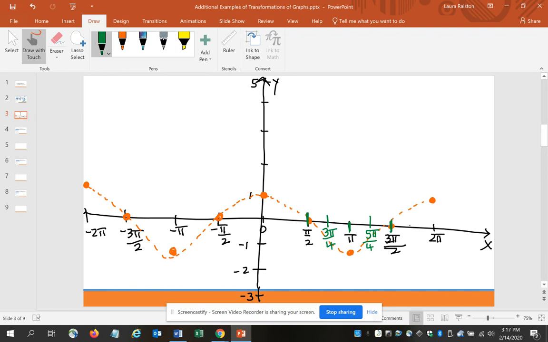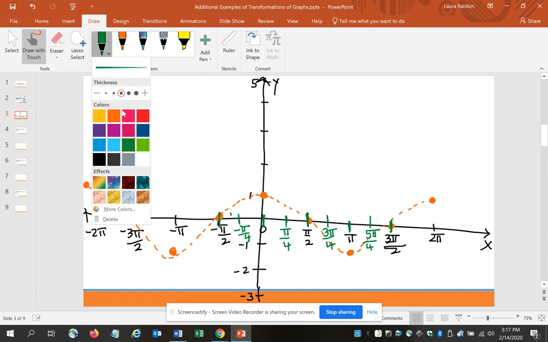If we want a second cycle, we could continue going in the positive direction, or I could go back in the negative direction by subtracting. I would have pi fourths, 0, negative pi fourths, and then negative pi halves. And that's going to give me the two cycles that I need. Okay, so I've got my numbers there.